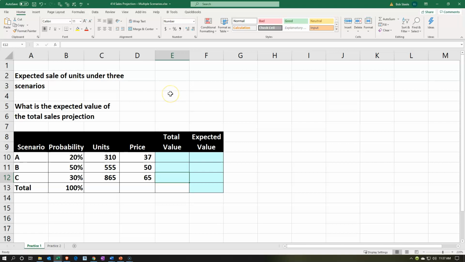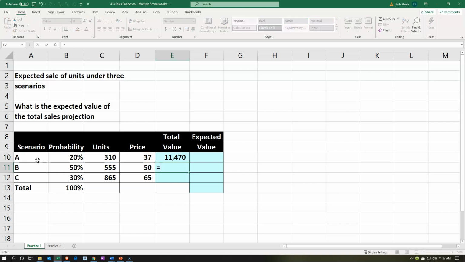So we have the expected sales of units under three scenarios. What is the expected value of the total sales projection? Scenario 1, we're going to say the units are 310, the price is 37. So this would be scenario 1. We're going to say that this is 310 times 37. That would come out to 11,470.